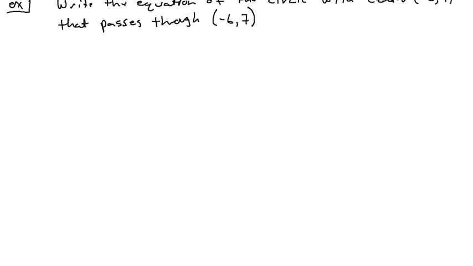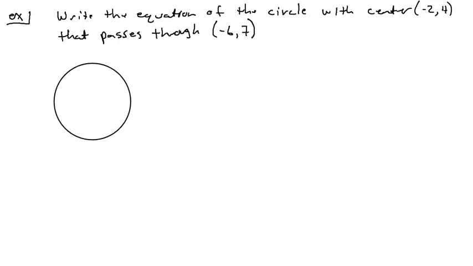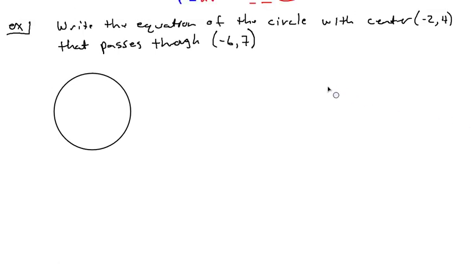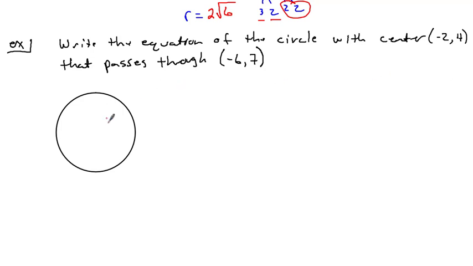Okay, and if we're not sure what that's saying, we're going to draw a picture of this one, because this is a good one to have a picture for. It's saying that there's a circle, and we want to come up with the equation for this circle. And all we know about it is that it has a center of -2, 4, and it passes through a point -6, 7.